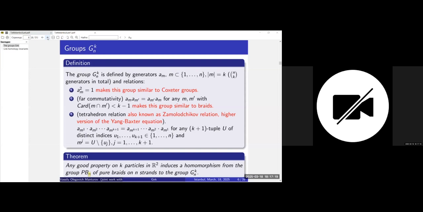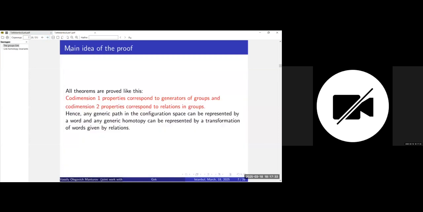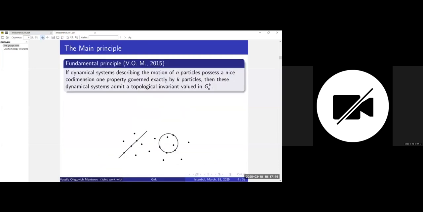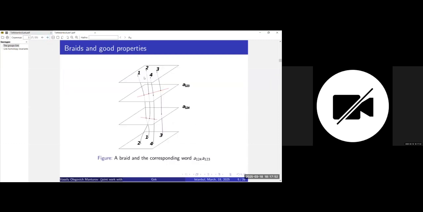Otherwise, we may consider some homomorphism from the whole braid group to some free product with braid groups of G and K with some permutations. But now, of course, when I talk about good properties, first of all, I mean those good properties for 3 points on the line and for 4 points on the circle or line. So actually, here you have a rule how to write down a word.